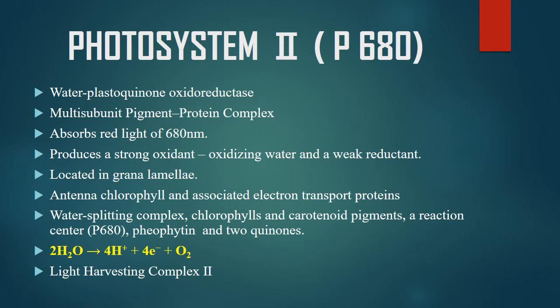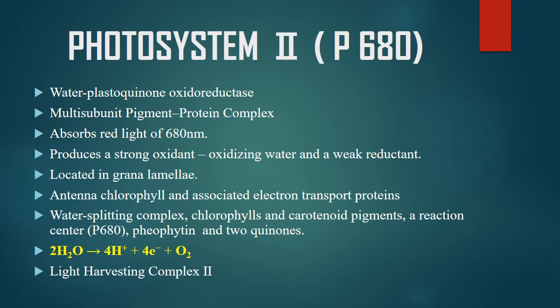Let us discuss details about photosystem II, that is P680. Photosystem II is also known as water plastoquinone oxidoreductase. Photosystem II is contained in a multi-subunit protein supercomplex. In higher plants, the supercomplex has two complete reaction centers and some antenna complexes. The core of the reaction center consists of two membrane proteins known as D1 and D2.